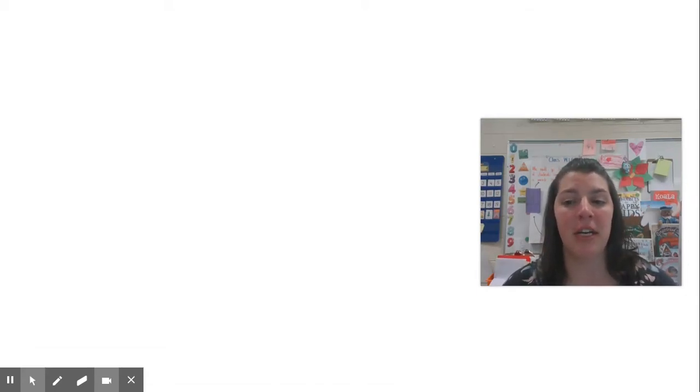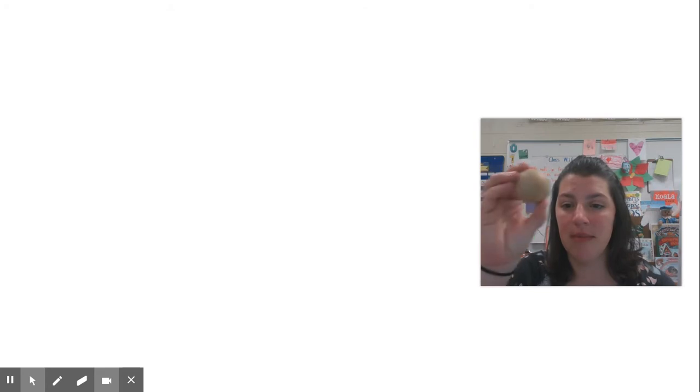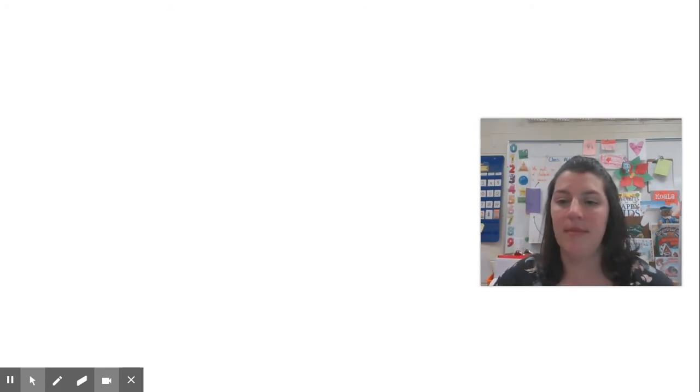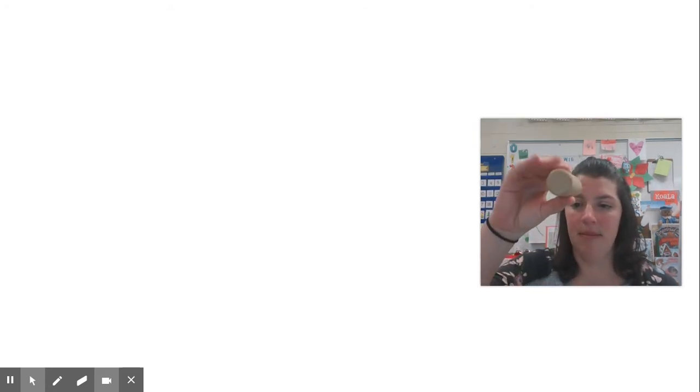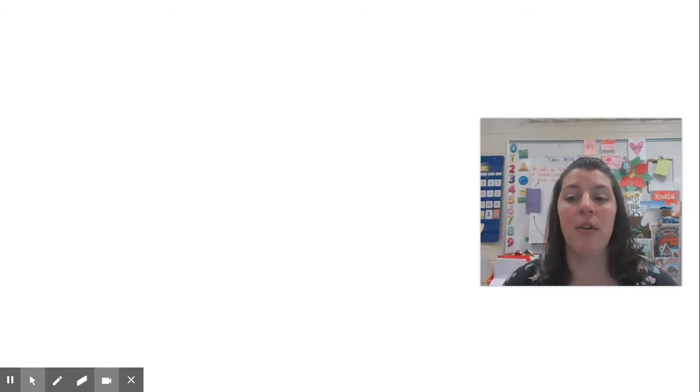This week we've been talking about 3D shapes, and yesterday we talked about two of the 3D shapes that can roll. Do you remember which two we talked about? What was this one? A sphere and a cylinder. Today we're going to talk about some of the 3D shapes that have flat faces or sides.